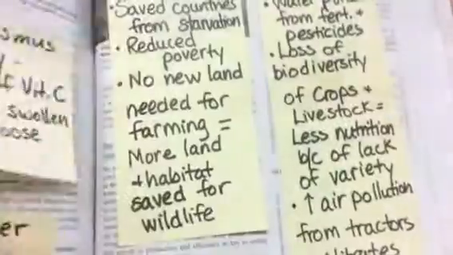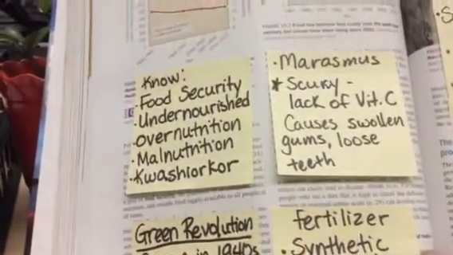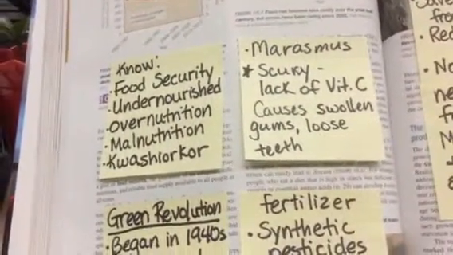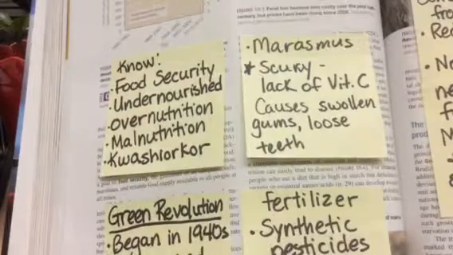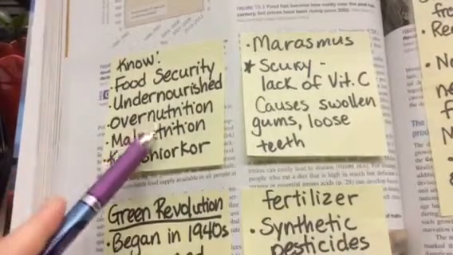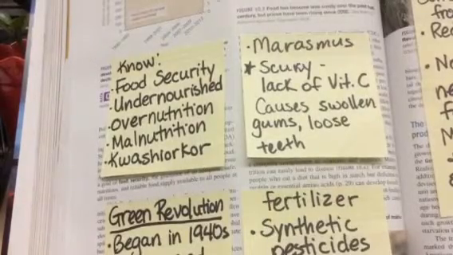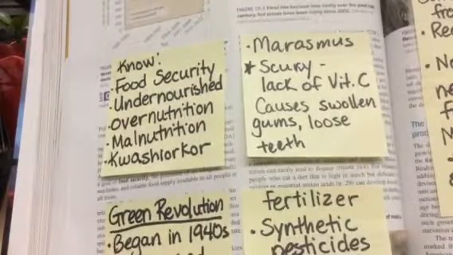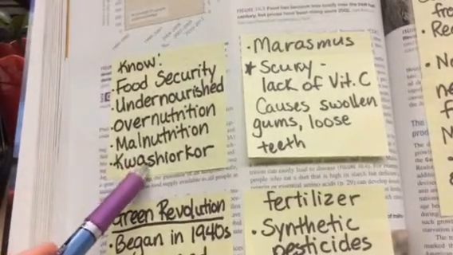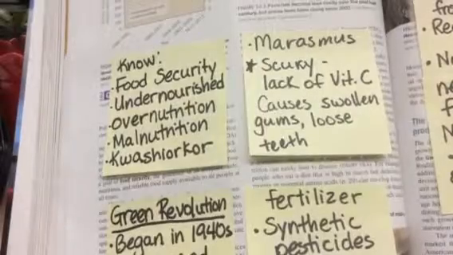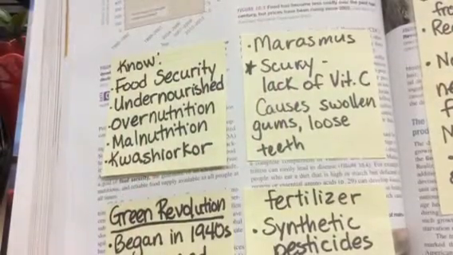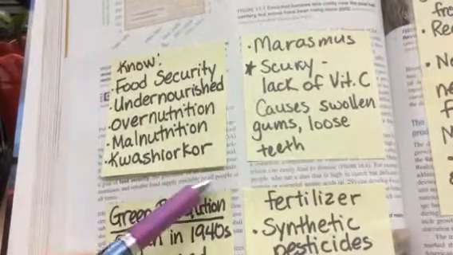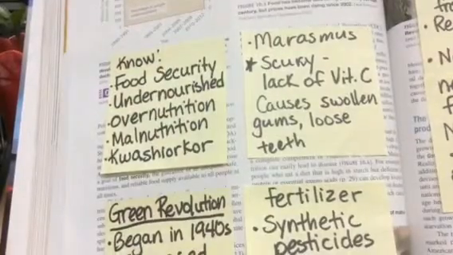Going on to the next page, page 246, know the definition of food security. Undernourished, overnutrition. Overnutrition is new. That's what's happened in the United States with our overweight and obesity issues. Malnutrition is where you're still eating food, but you're not getting certain nutrients, whether it's protein or vitamin C. And then kwashiorkor and marasmus are specific types of malnutrition. We're going to add one called scurvy. There's a V there. And scurvy is a lack of vitamin C that causes swollen gums and loose teeth. So know kwashiorkor, marasmus, and scurvy as specific types of malnutrition.